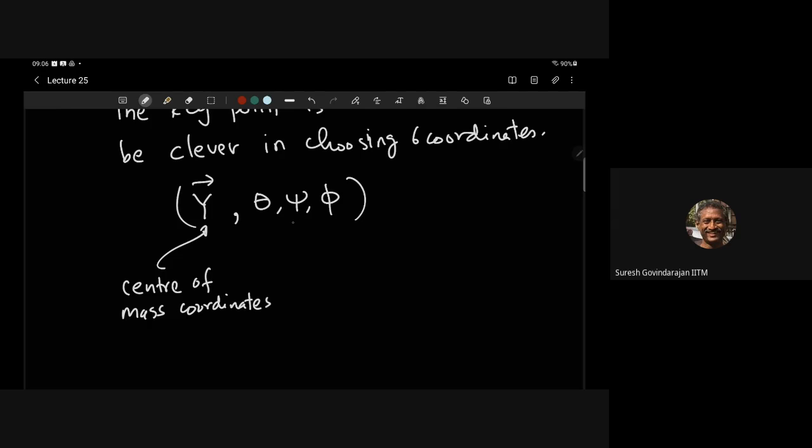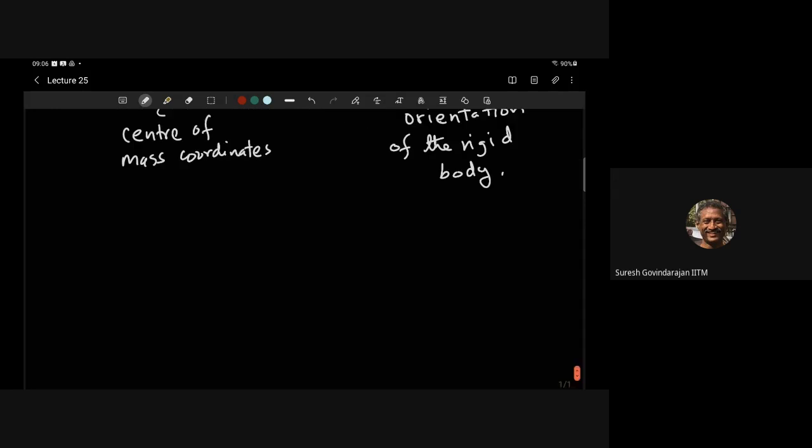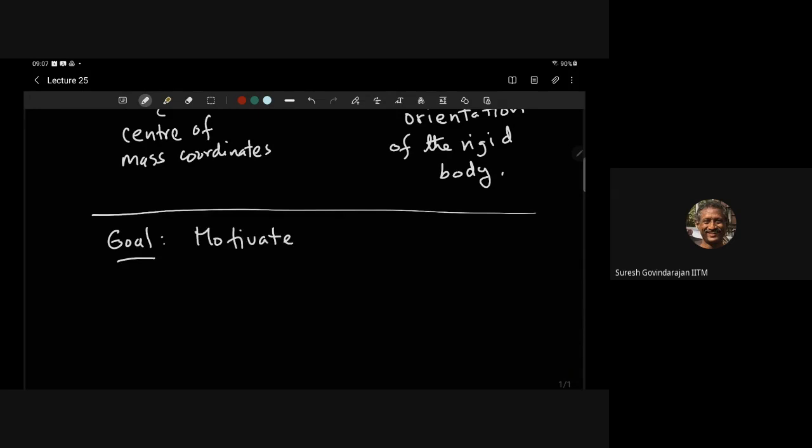And these 3 will be some angles. Usually there's a term for this. These are called Euler angles. And they are related to the orientation of the rigid body. Okay, many of you may have seen these choices already, but I want to tell you why. So even if you've seen this, the goal is to motivate why this choice is good, given that we know some advanced dynamics.